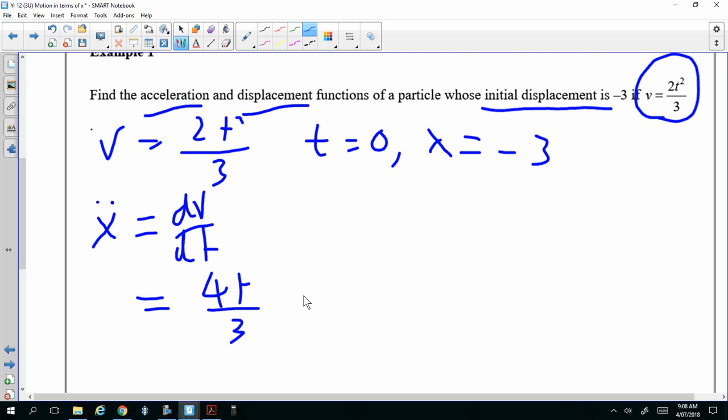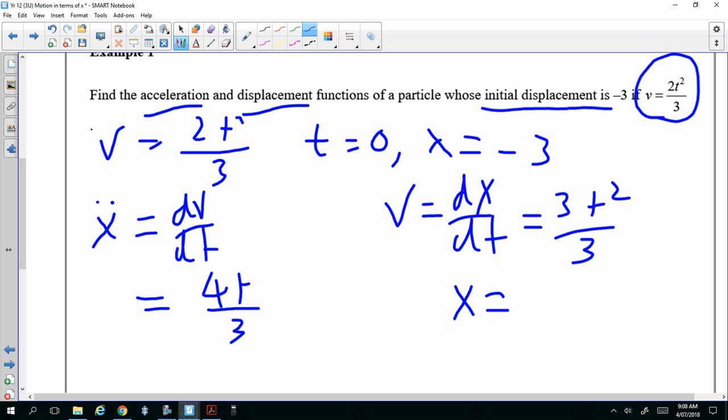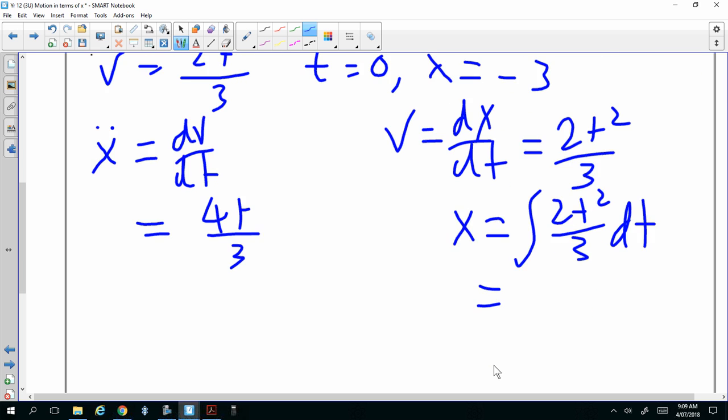And how do I get displacement? Also pretty easy. You just write dx/dt is v. v equals dx/dt. And to find x, you just integrate with respect to time. The integral of 2t squared over 3 dt gives you 2t cubed over 9 plus c.